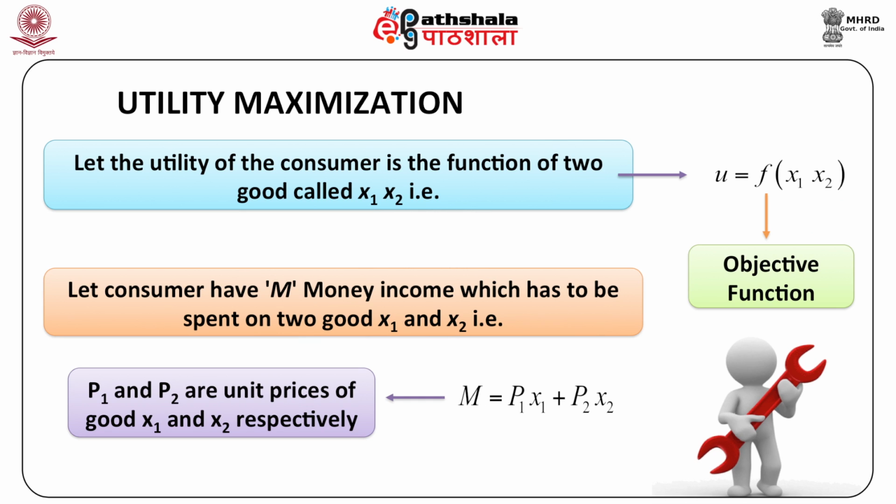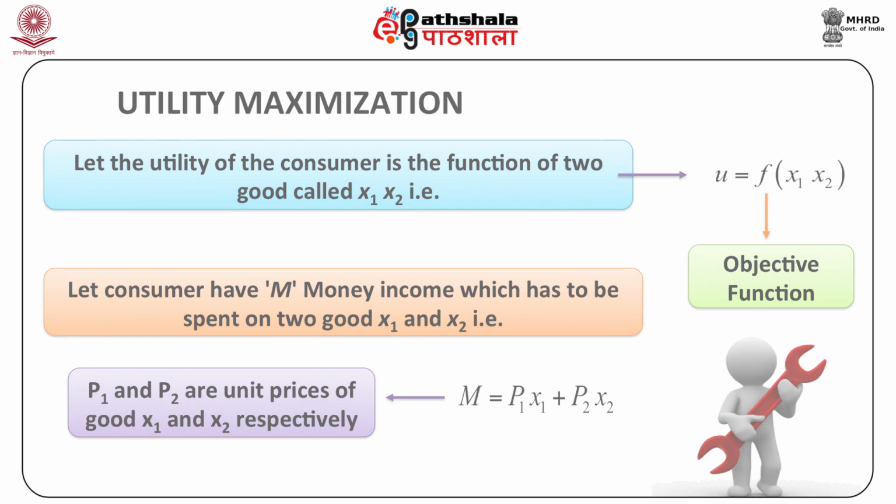Let the utility of the consumer be a function of two goods, X1 and X2. That is, U is a function of X1 and X2. This is known as equation 1, the objective function. Let the consumer have M money income, which has to be spent on two goods, X1 and X2. That is, M is equal to P1 X1 plus P2 X2. We denote this as equation number 2, where P1 and P2 are unit prices of good X1 and X2 respectively.